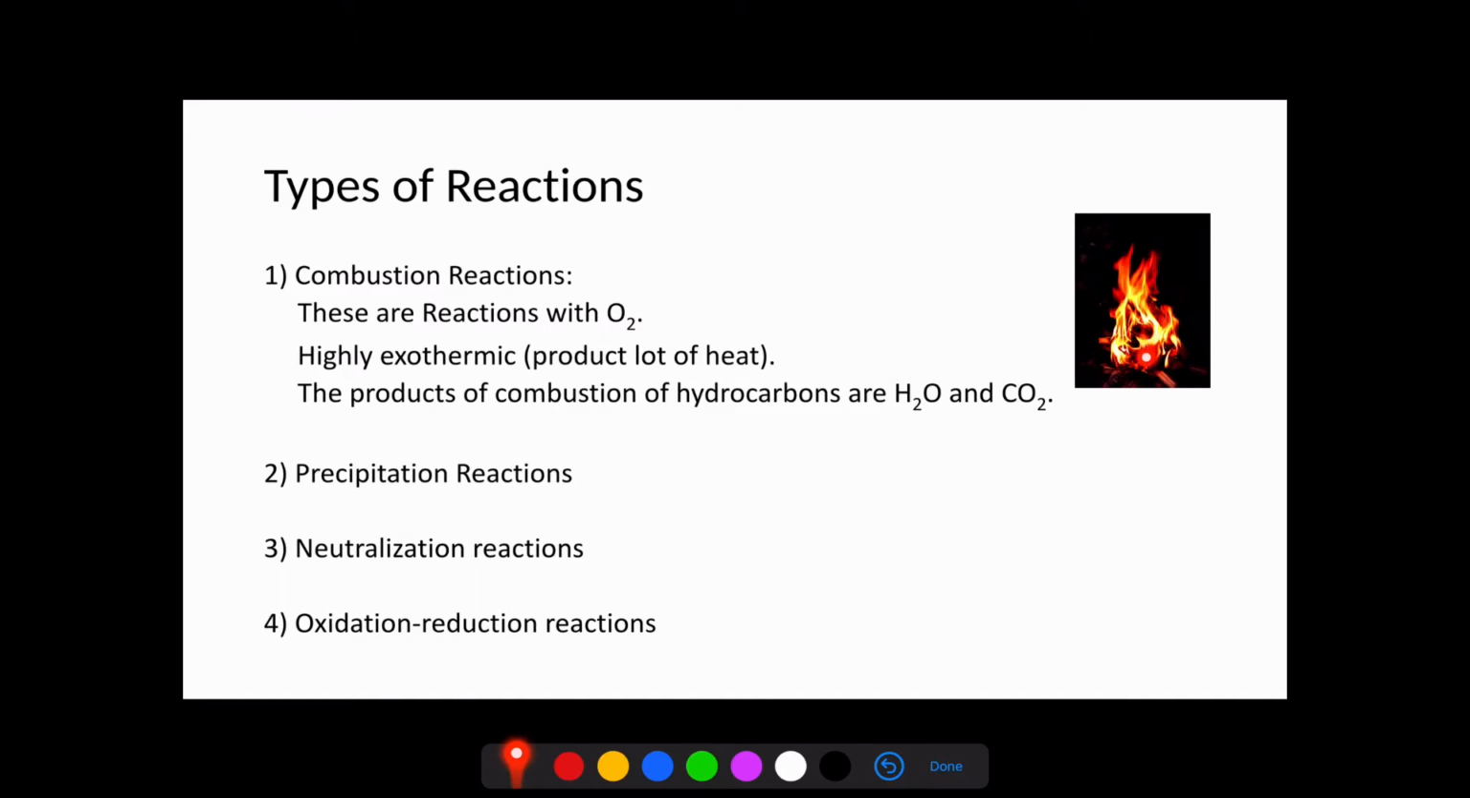Oxygen supports combustion, okay? And one thing you need to remember is if you burn hydrocarbons, that means if your hydrocarbons are undergoing combustion, then the products are always water and CO2 gases, okay? Since we discussed already combustion and related stoichiometry in the previous videos, I'm going to focus on precipitation and neutralization reactions in this lecture, and oxidation reduction will be another video.